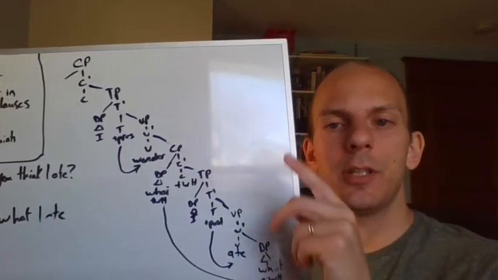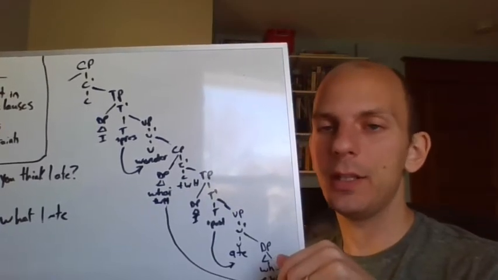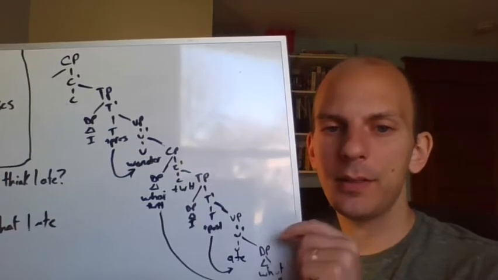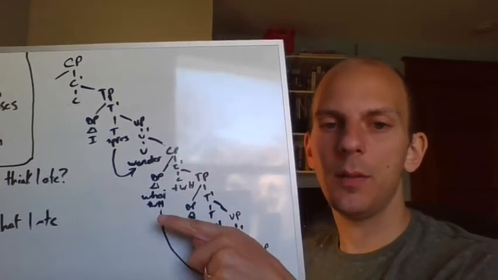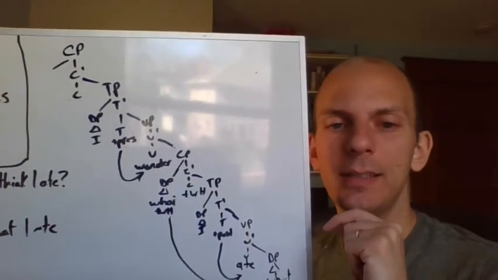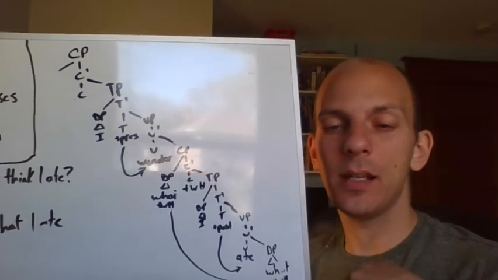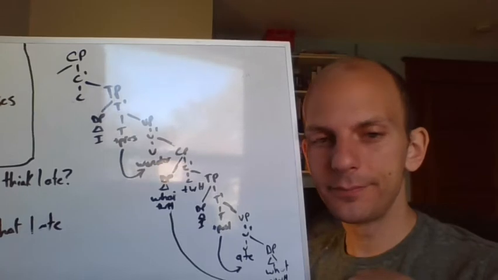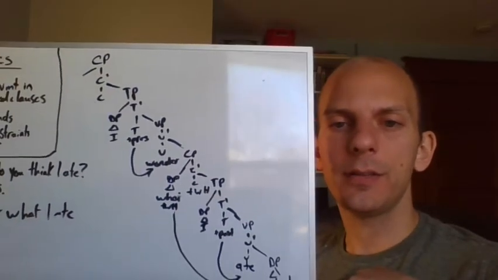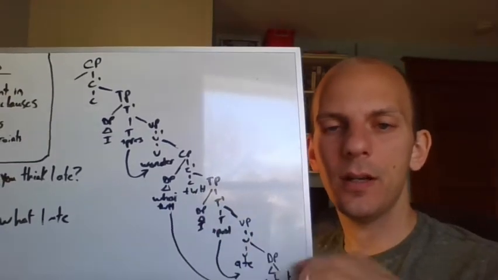You're going to get the T to C movement, which often gives you did. And you're going to get WH movement, like, what did you think? And if you just get plus WH, you're going to get the WH movement without the T to C movement, and you'll get what I ate instead of what did I eat.